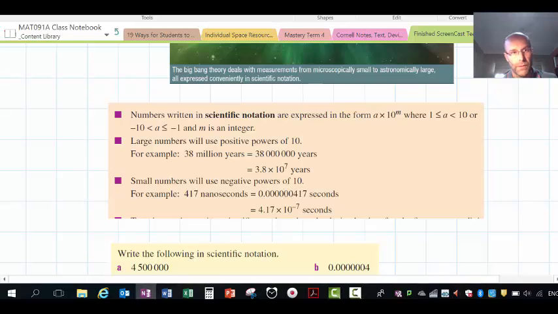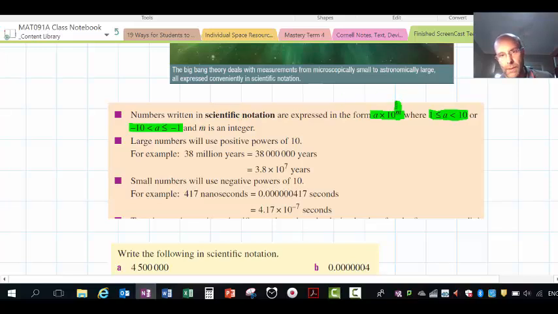So numbers written in scientific notation are expressed in this form here. Now what that means is that the first number has to be between 1 and 10, but not including 10. It's got to be less than 10. So the smallest it can be is 1, and the biggest it can be is something less than 10. Or it can be the same but a negative. So it can be negative 9.999 and up to negative 1, or it can be from 1 to 9.999 positive.